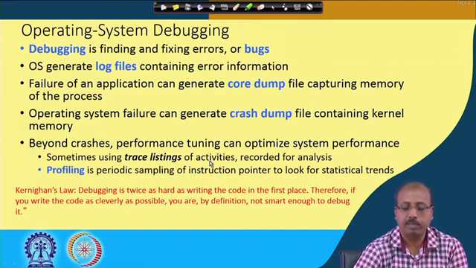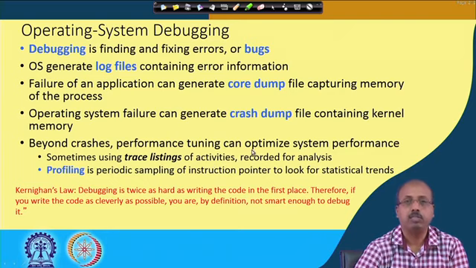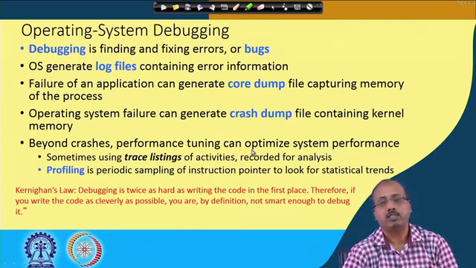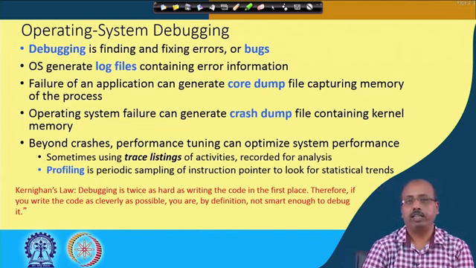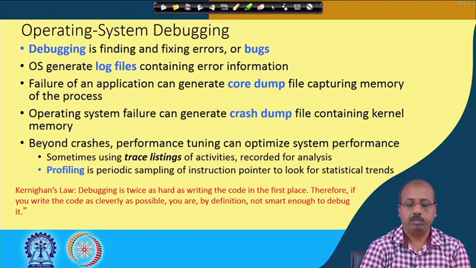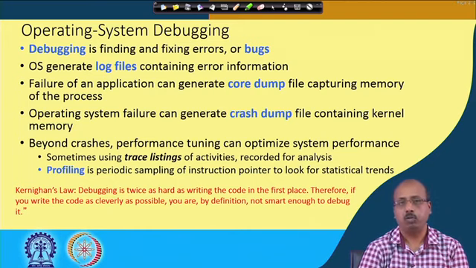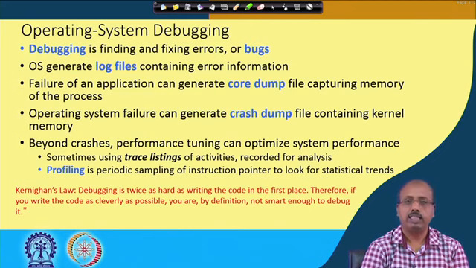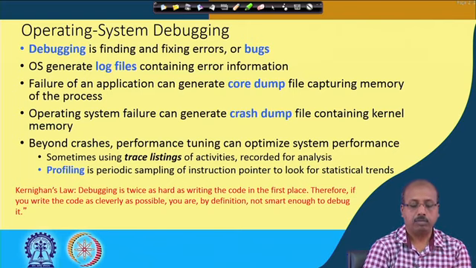Sometimes tuning is done using trace listings of activities recorded for analysis. We just keep a trace of what was happening for, say, the last one day, and based on that we may try to figure out what can be done for tuning the system better. Profiling is periodic sampling of the instruction pointer to look for statistical trends, like which type of code was executed more, whether it is doing some IO access or some computation. That data is taken, and later somebody may do a statistical analysis to see whether we can do something in the tuning process.